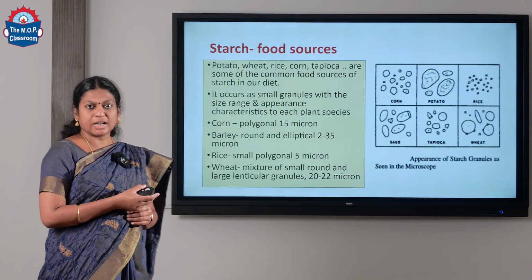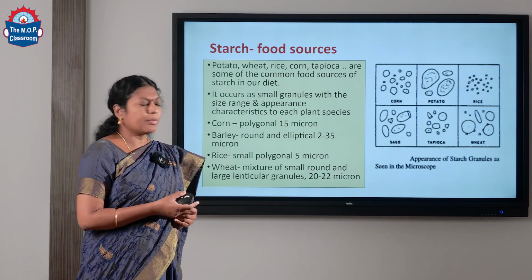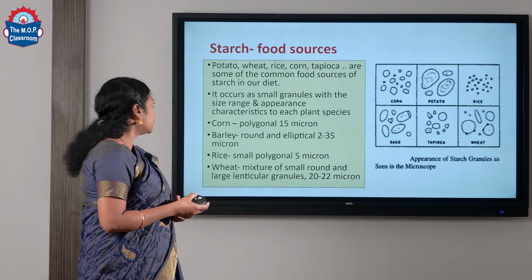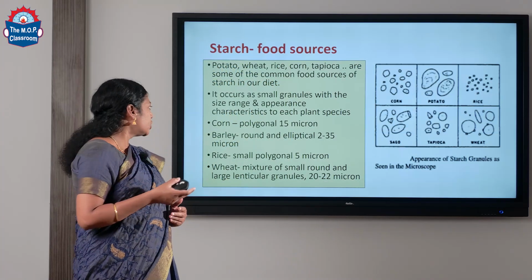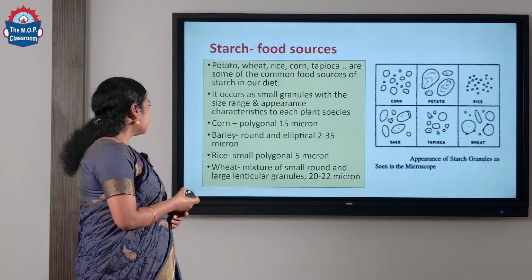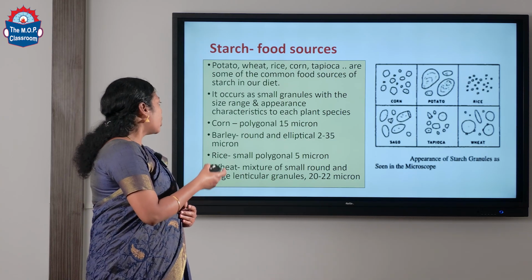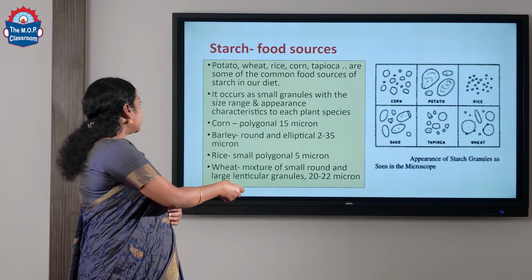When we look into the starch food sources, potato, rice, wheat, corn and tapioca are the common food sources of starch, and starch granules vary with size and appearance. For example, look into the cornstarch. It is polygonal in shape and it is around 15 micron. Look into barley, it is round, elliptical and the size is between 2 to 35 micron. The starch granules of rice are very small, polygonal in structure and the size is around 5 micron. And wheat is a mixture of small, round and lenticular grains and the size is around 20 to 22 micron.